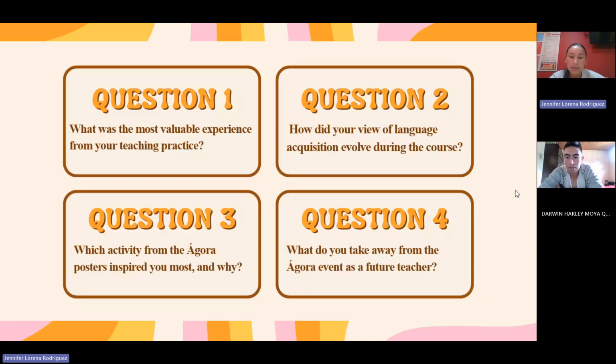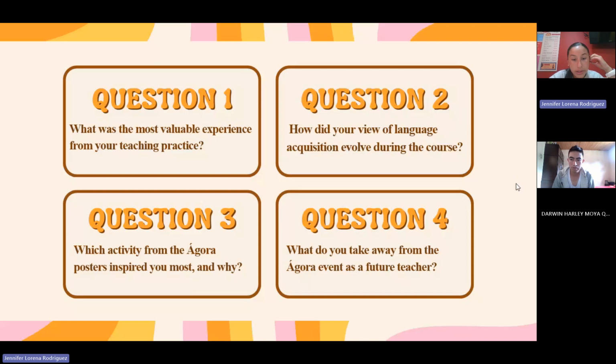I discovered that constant exposure, meaningful interaction, and using the language in real contexts have a much deeper impact on learning. I also understood that each student progresses at their own pace and that factors such as motivation, confidence, and the learning environment greatly influence their development. This new perspective allowed me to see language acquisition as a continuous, flexible, and student-centered process.